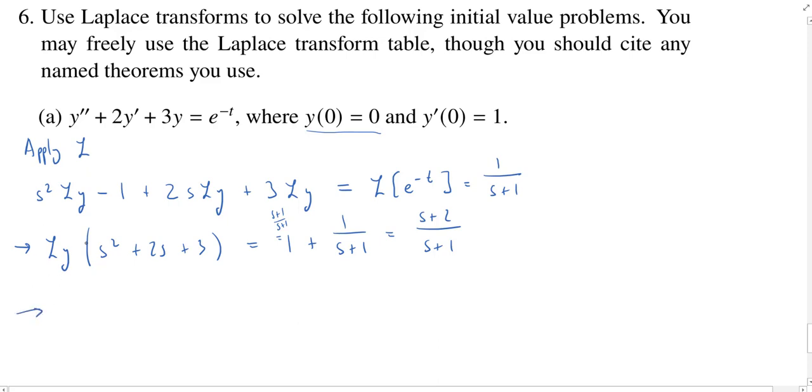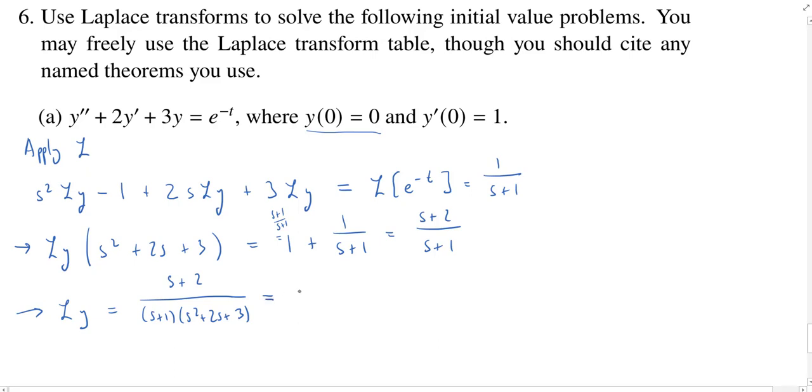All right, again, trying to solve for L of y. So I'm going to divide both sides by this quadratic. So I get Ly equals, and let's see, we have s plus 2 over s plus 1 times s squared plus 2s plus 3. Okay, so if only this right-hand side was in my Laplace table, I could take the inverse Laplace transform and I would have y. But this is a little too complicated to be in my Laplace table, so I'm going to use partial fractions to break it up.